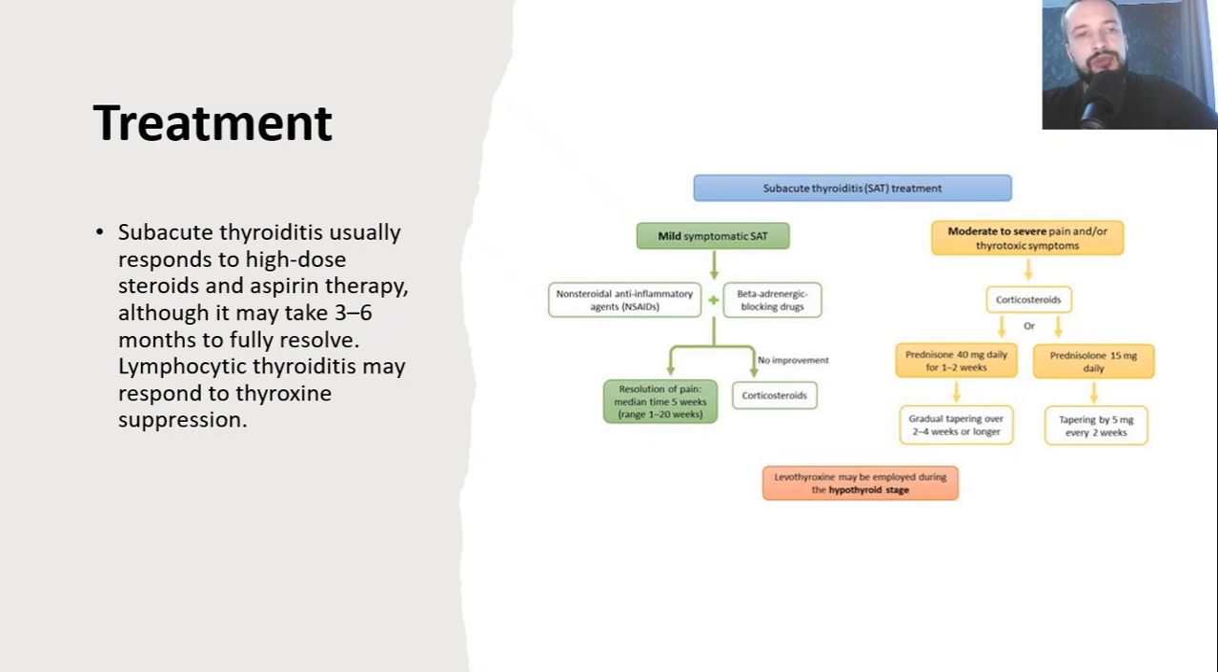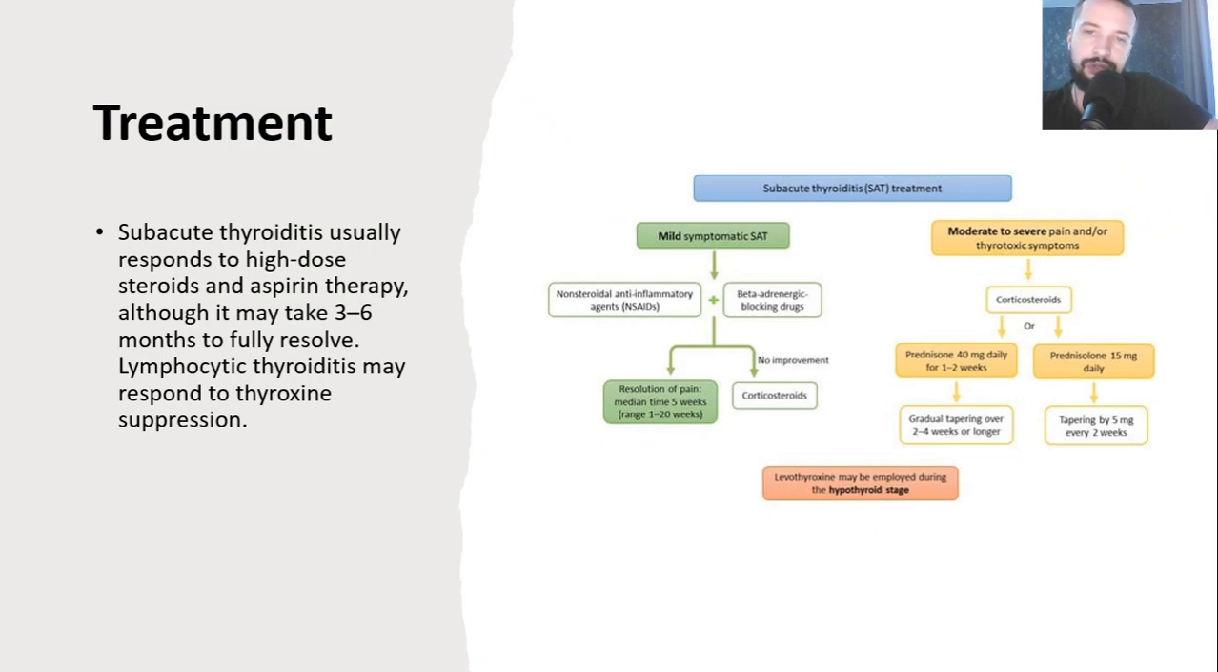Treatment. Subacute thyroiditis usually responds to high-dose steroids and aspirin therapy. Also, it may take 3-6 months to fully resolve. Lymphocytic thyroiditis may respond to thyroxine suppression. And there you see the algorithm.